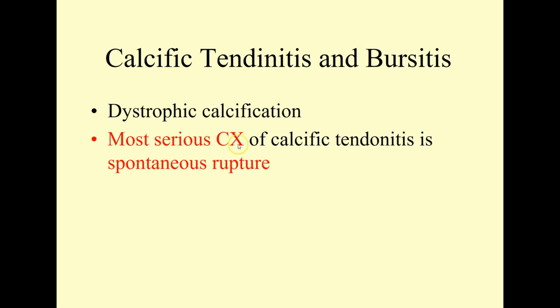One thing we want to make note of, if we do find calcification within a tendon or bursal tissue, we do need to treat it, and it can be conservatively treated, and there's numerous ways to do that. Sometimes using lithotripsy, ultrasound, iontophoresis, there's a range of treatments, and the benefit of the treatment is we avoid the most serious complication of calcific tendinitis, which is spontaneous rupture.